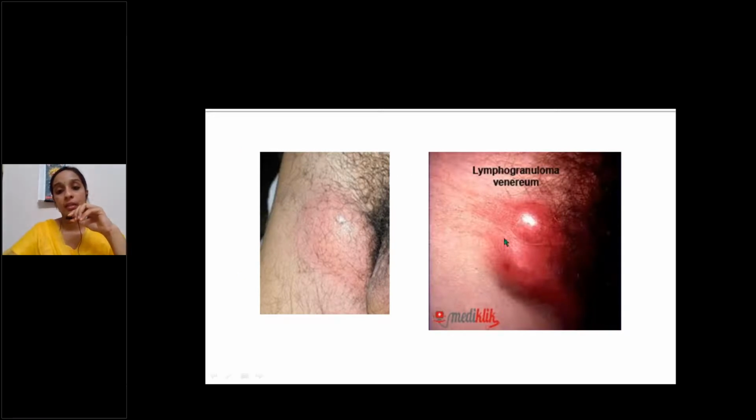See, these are the buboes. Tender, red, swollen lymph nodes. These are pictures from patients with LGV. See, here also, they rupture inside.